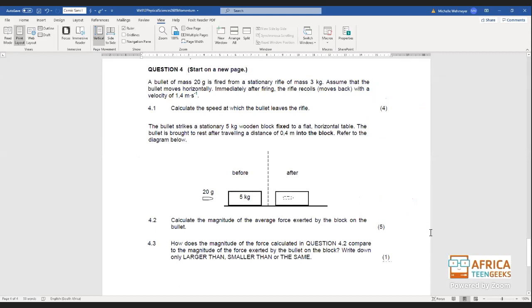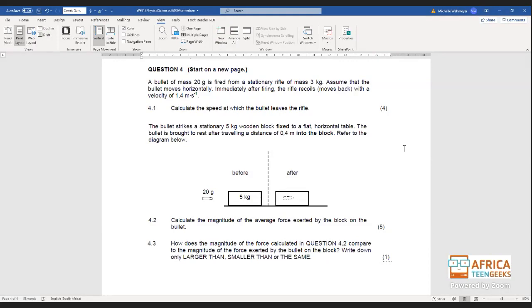Then the last question is, how does the magnitude of force calculated in question 4.2 compare to the magnitude of force exerted by the bullet on the block? Write down smaller than, larger than, or the same. What do you guys say? Which ones are going to be the same? Yes, it will be the same. Just remember that your force, Newton's third law, the magnitude of your force will be the same.